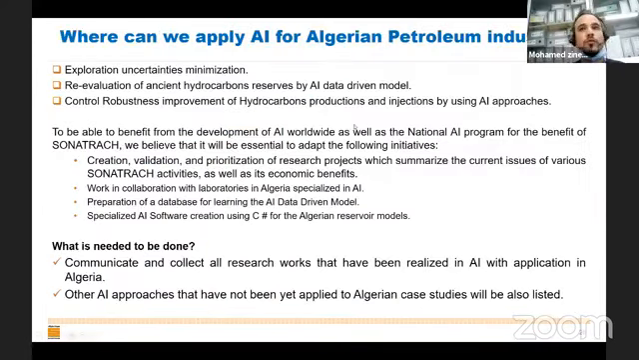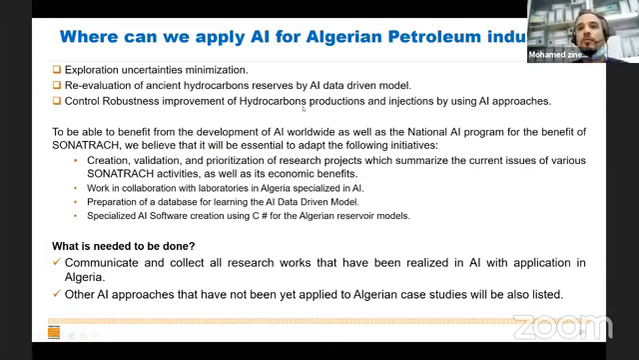So in order to do that, we first have to ask the question: where can we apply artificial intelligence for the Algerian petroleum industry? Based on my experience as a researcher and engineer in Sonatrach, the most important application of artificial intelligence can be in minimizing the uncertainties of exploration. The second one is the re-evaluation of ancient hydrocarbon reserves by artificial intelligence, especially deep learning, as Professor Bouchafra said in his presentation, where we can design data-driven models, meaning models based on the enormous quantity of data that exists in Algeria since the 1950s till now. Another aspect of artificial intelligence is the control and robustness of improvement of hydrocarbons optimization and production.